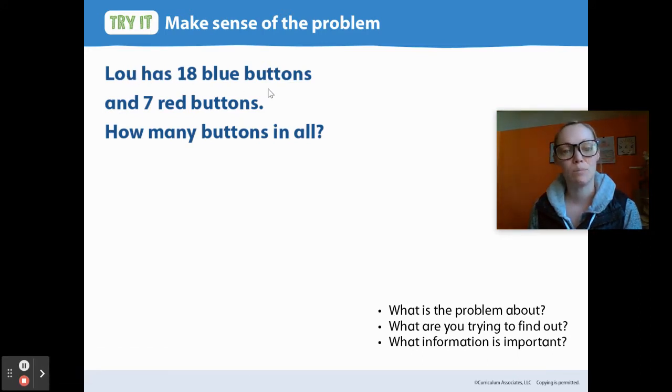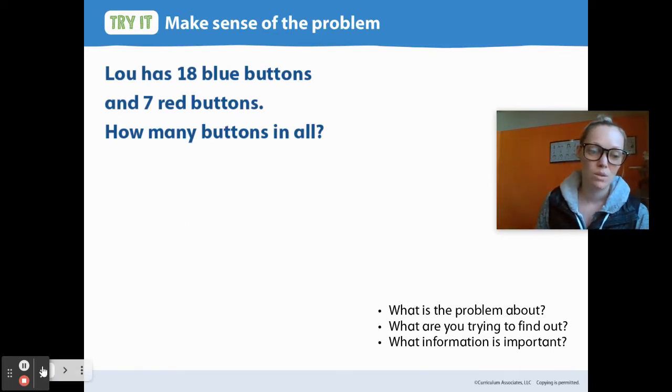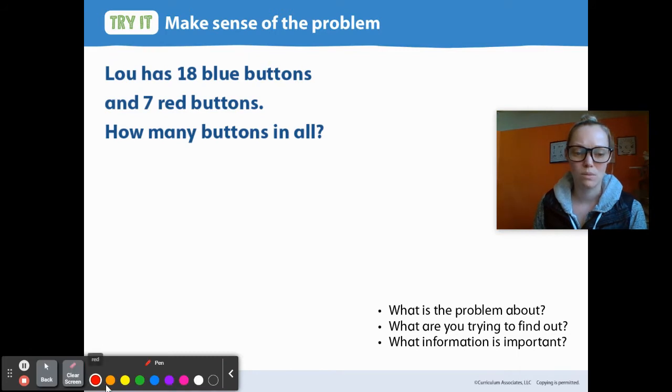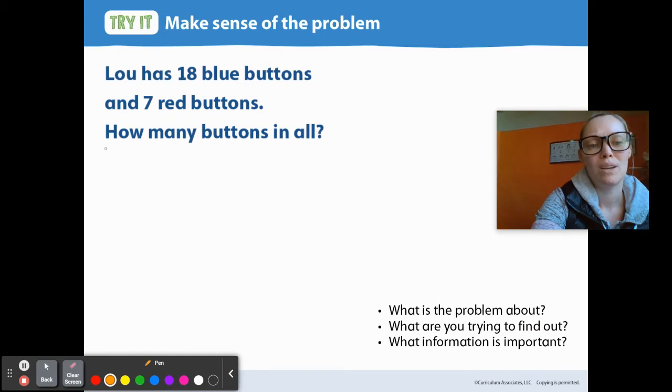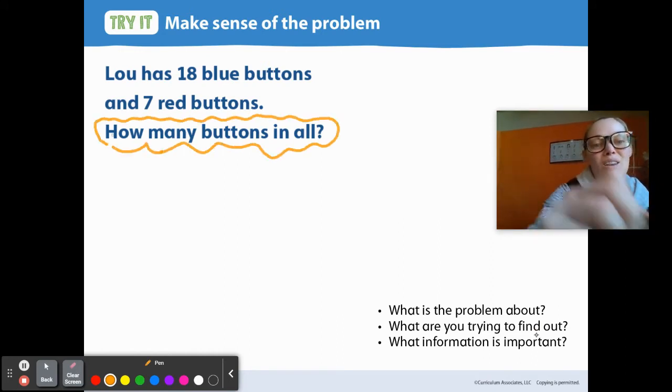Lou has 18 blue buttons and 7 red buttons. How many buttons in all? This problem's about blue buttons and red buttons, right? And Lou has these buttons. What are we trying to find out? Whisper that in your head. We are trying to find out how many buttons he has in all.